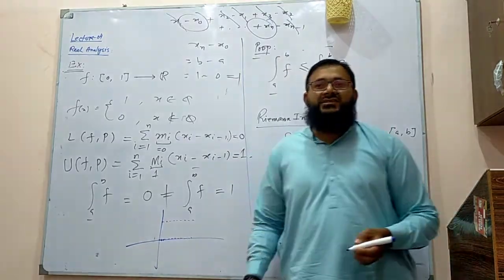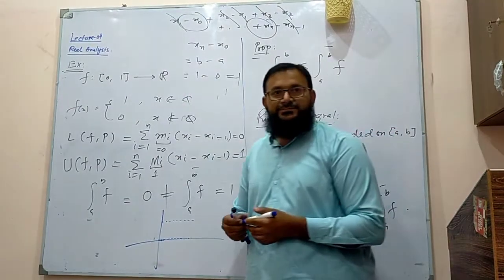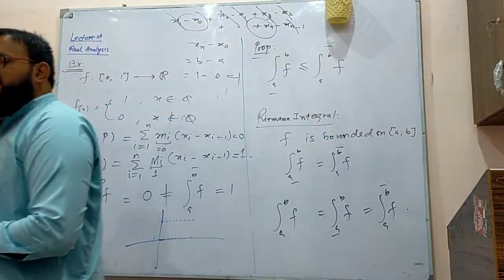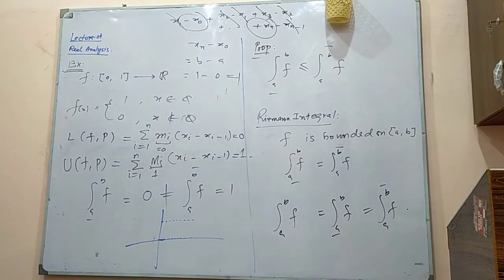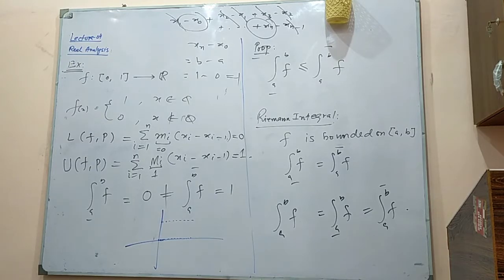Because this is a function with infinite discontinuities. It is bounded, but it has infinite discontinuities, so you cannot find its Riemann integral exactly. This is how you compute it, and you will see that the Riemann integral of this function does not exist. But if you find the Lebesgue integral, it exists, and the Lebesgue integral of this function is 0.